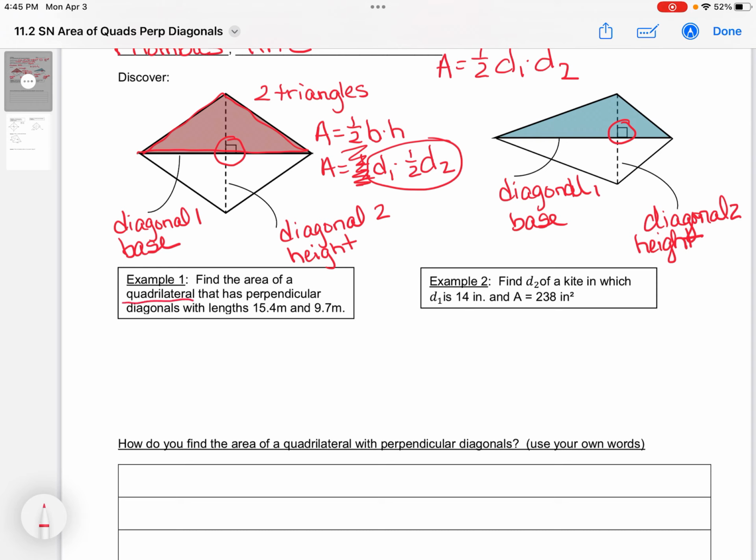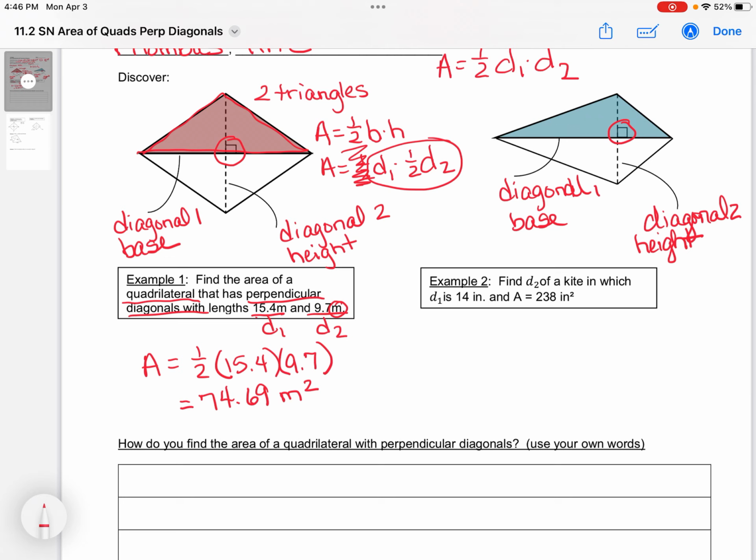Okay, so if I'm looking for the area of a quadrilateral with perpendicular diagonals. So here's D1 and here's D2. So I'm going to do the area 1/2 times 15.4 times 9.7, or you can think of it as 15.4 times 9.7 divided by 2. And my units are meters, so I'm going to end up with 74.69 square meters.